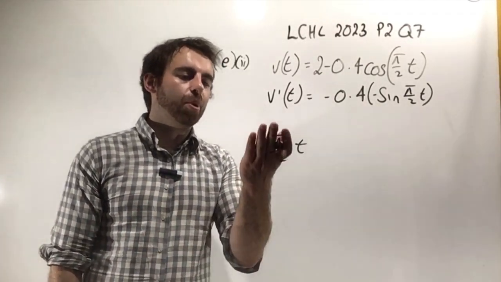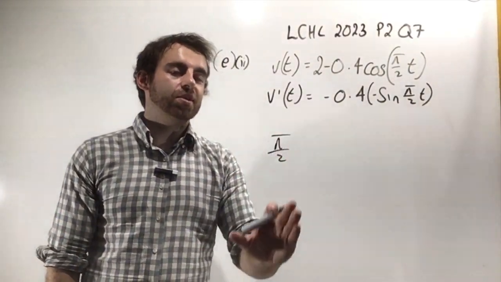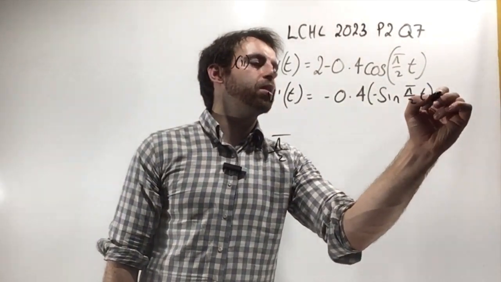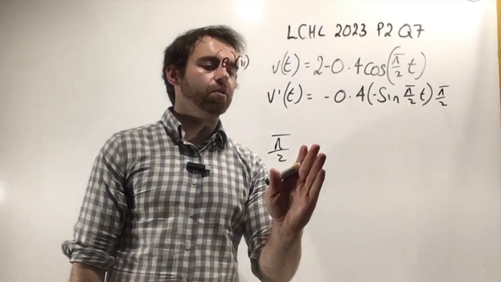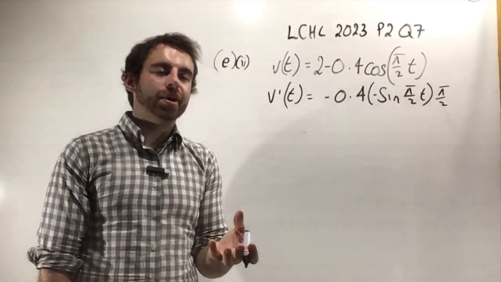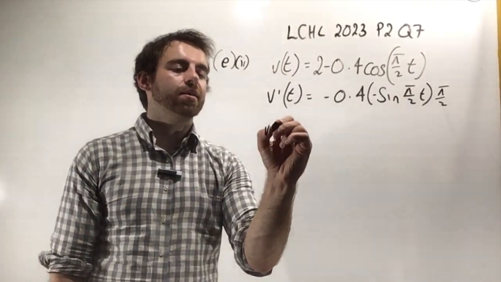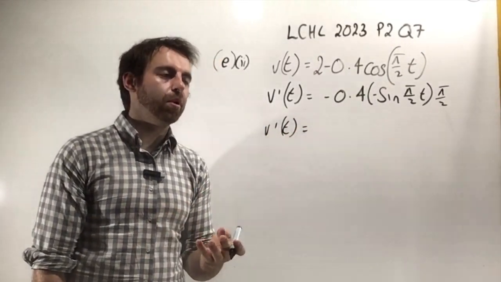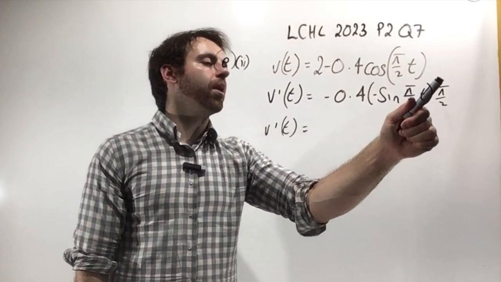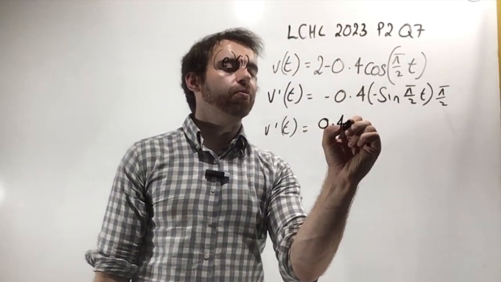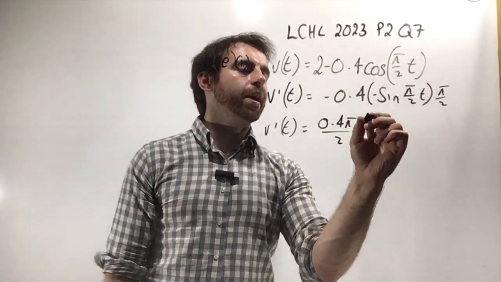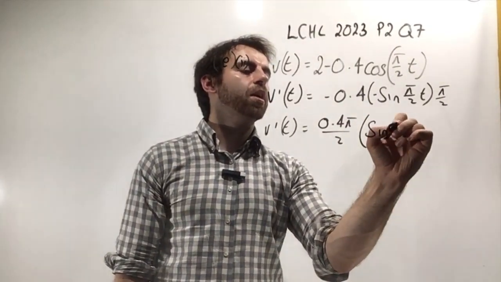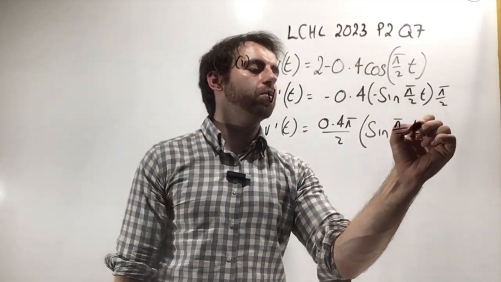If you differentiate pi over 2 times t, t is like our x in this scenario, so you just end up with the coefficient. You simply end up with pi over 2. So we could tidy this up a little bit before we plug into our calculator. Obviously we have a minus by a minus, which means we're going to have a plus. 0.4 by pi over 2 is 0.4 pi over 2. And my negative is gone, so this is just sine pi over 2 times t.